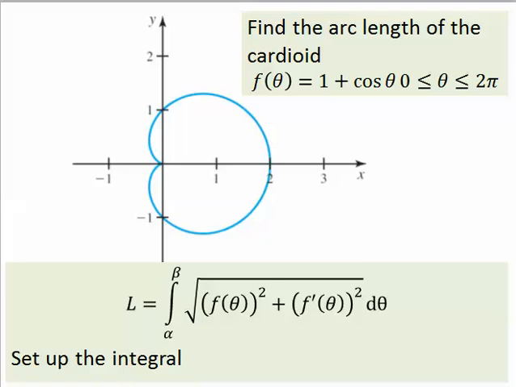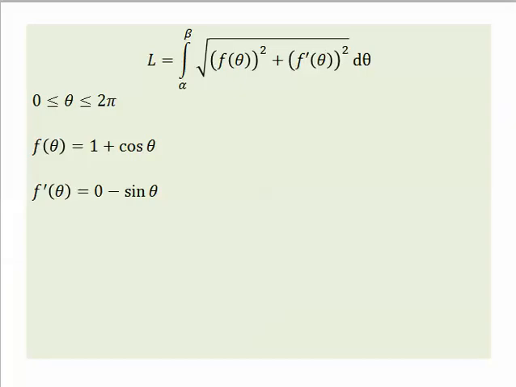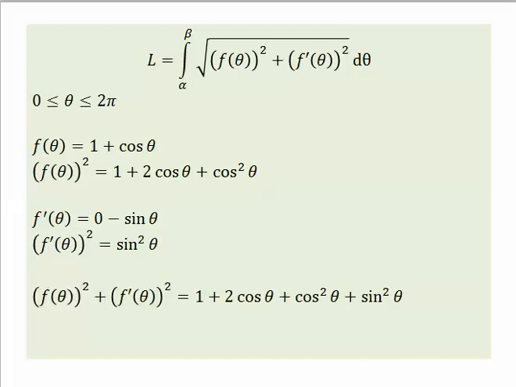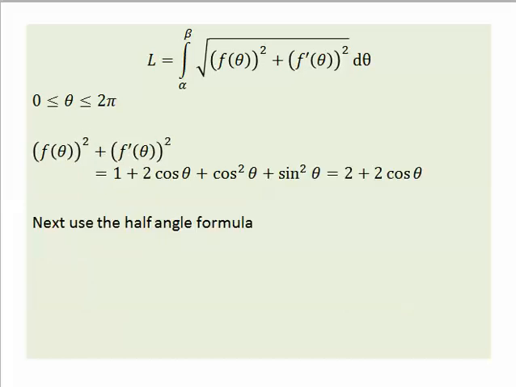For the cardioid, theta is going between 0 and 2 pi, but we're going to use symmetry again. Notice that when theta is between 0 and pi, we get the top half of the cardioid. First, let's set up the integral. We find f, we find f prime, square each, and then add them together. Do a little bit of cleaning up, and we get this expression.